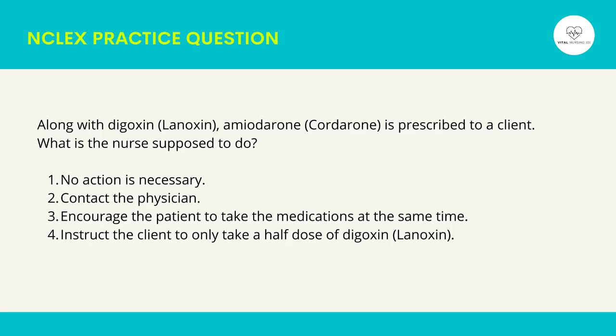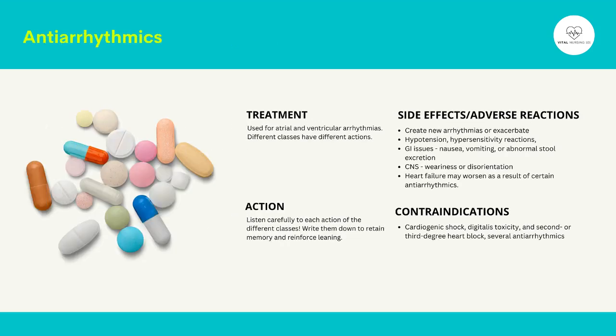Now back to the lesson. This lesson will focus on antiarrhythmics. We will first learn about the actions of this medication, adverse reactions, and contraindications. Antiarrhythmics are typically used for atrial and ventricular arrhythmias. Different classes have different actions. Now let's discuss how it works.